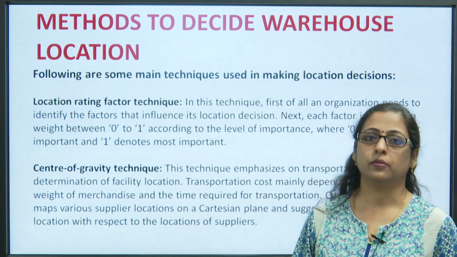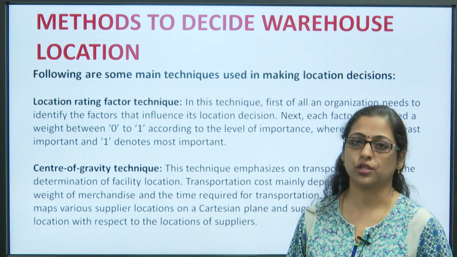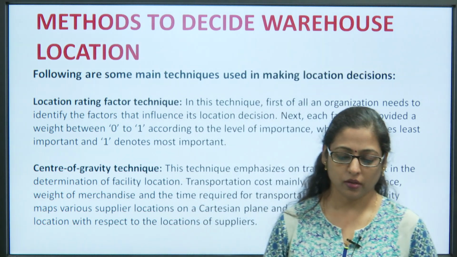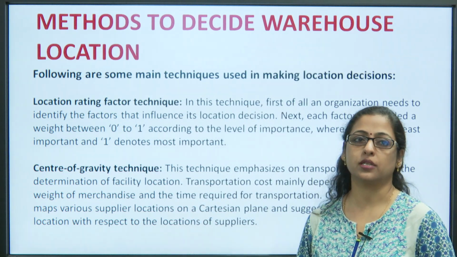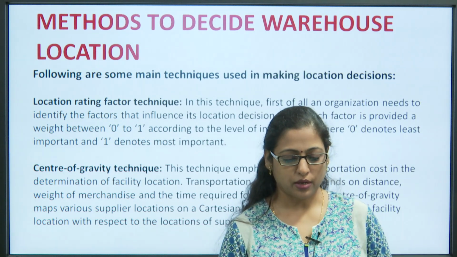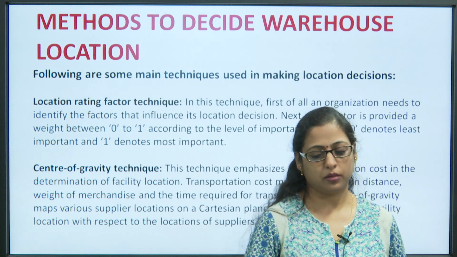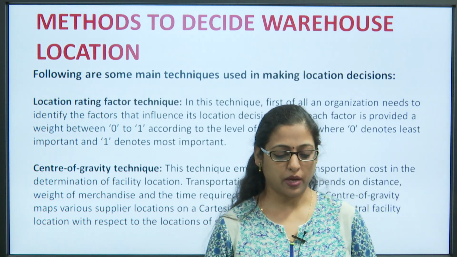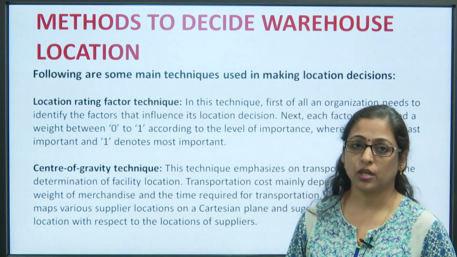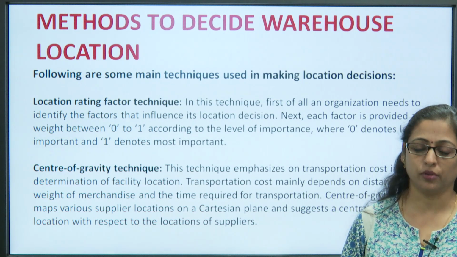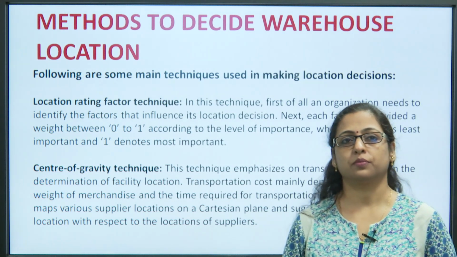Coming to the second method, which is the center of gravity technique. According to this technique, the emphasis is more on transportation cost in determination of facility location. The transportation cost mainly depends upon the distance, the weight of merchandise, the time required for transportation, and the center of gravity map. The center of gravity maps various suppliers' locations on a Cartesian plane and suggests a central facility location with respect to the location of suppliers.